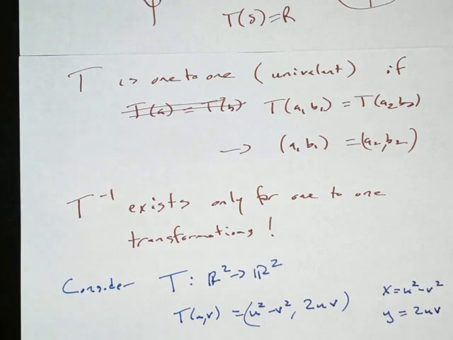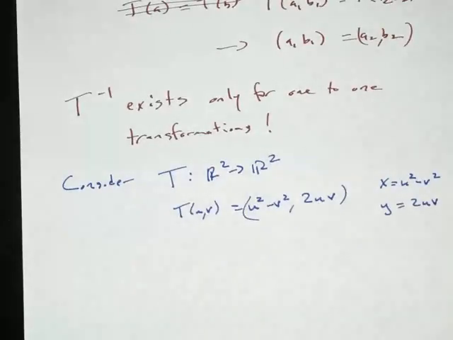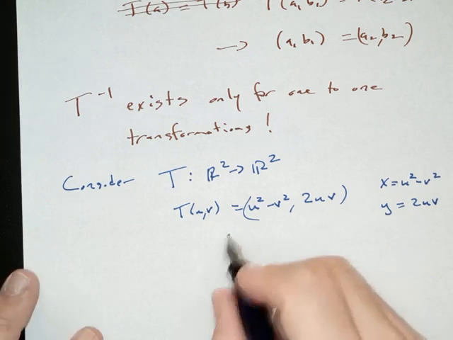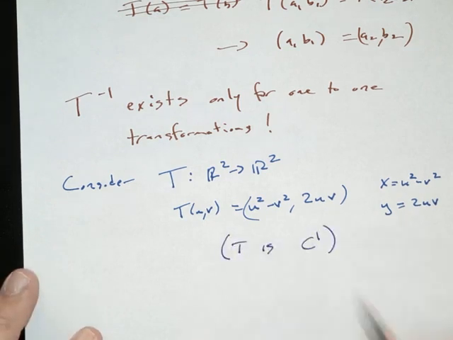I want to consider this transformation. Now, this particular transformation happens to be, in my opinion, a fairly nice one. But the reason I think that is because these equations are continuous, and they have a continuous differential. If I take the partial derivatives, they are 2u minus 2v, 2v, and 2u. Those are nice, easy partial derivatives. They're polynomials. So T is C1.